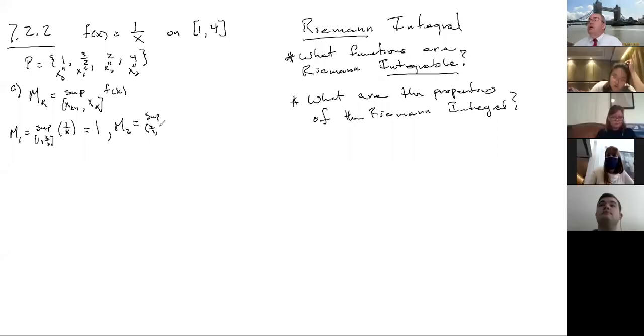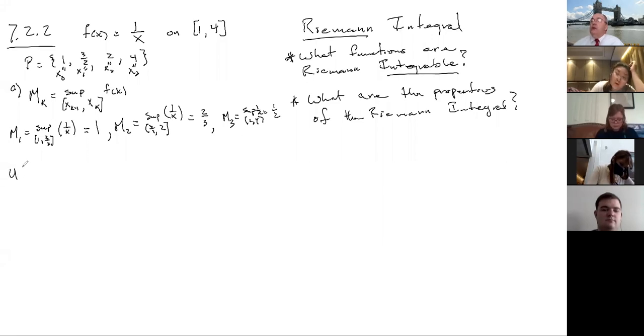Sorry, I've been recording. 3/2 to 2 of our function. And so that's going to be 2/3, and then M3 would be the supremum from 2 to 4, which would just be equal to 1/2. So we get these maximums for our function on each of these subintervals.